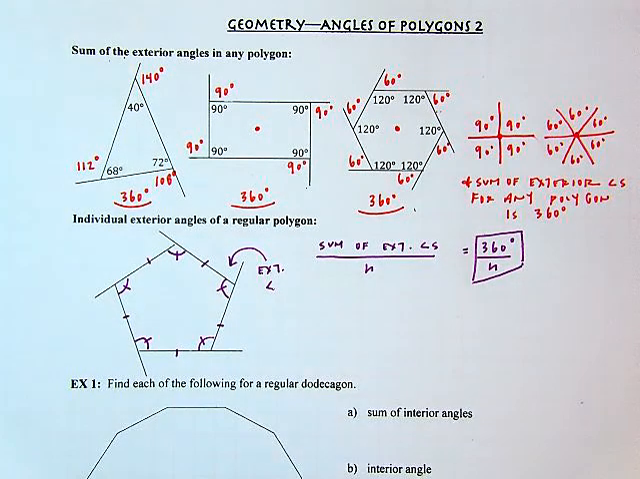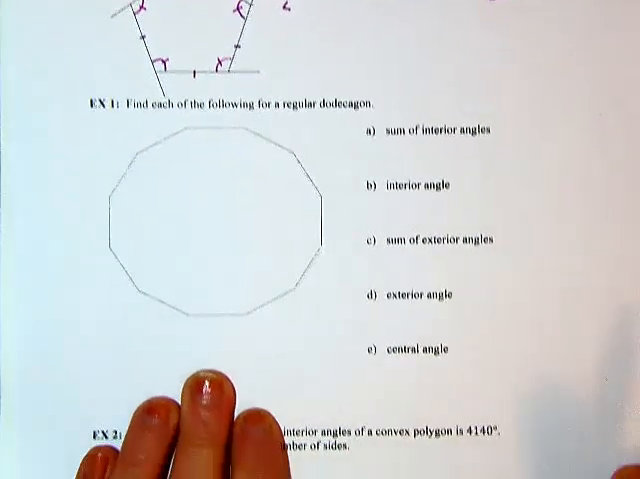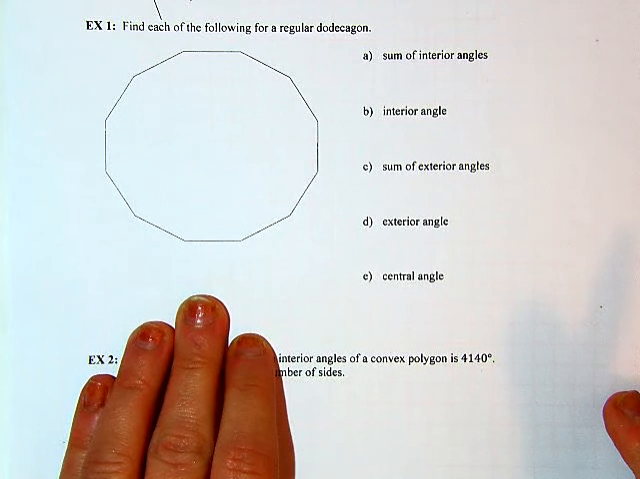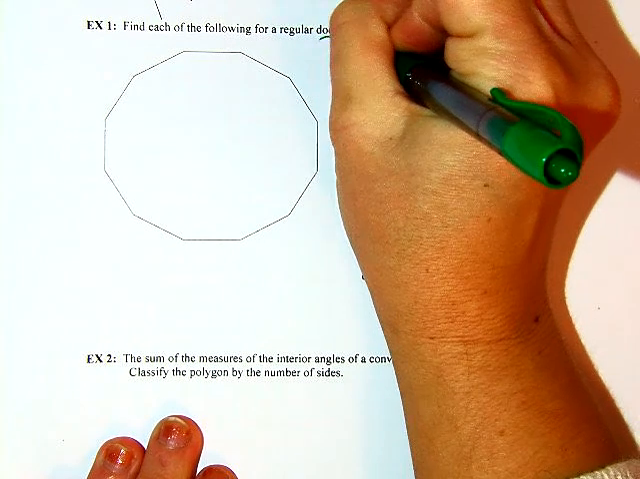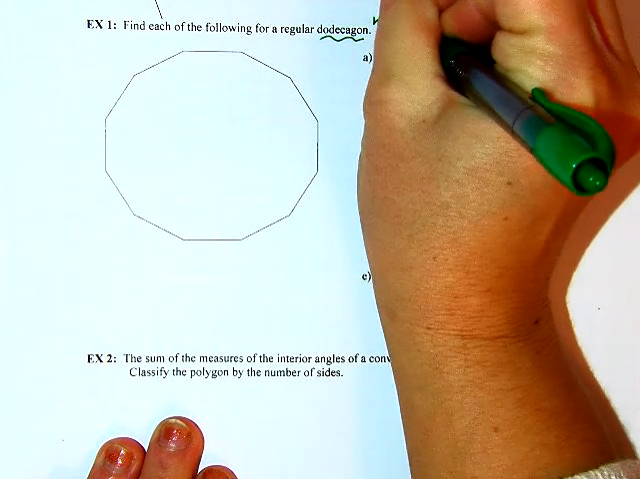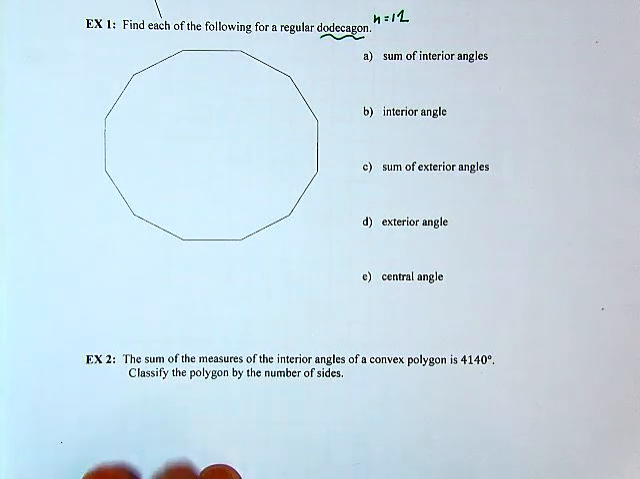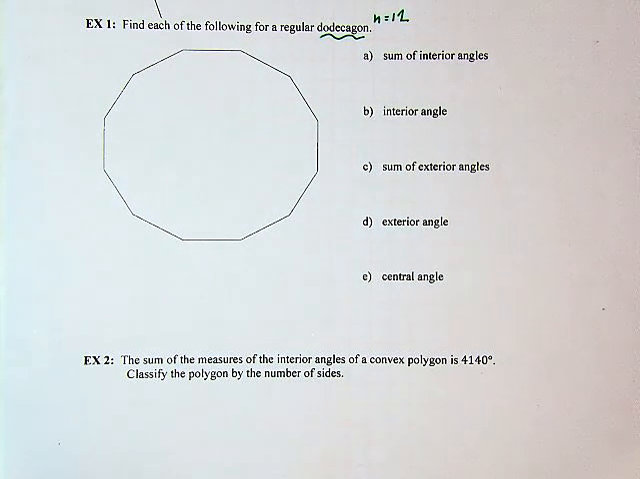All right, let me slide up. Example 1. Find each of the following for a regular dodecagon. So regular implies that all sides and all angles are the same. Dodecagon, we've got 12 sides. First, I want the sum of the interior angles.